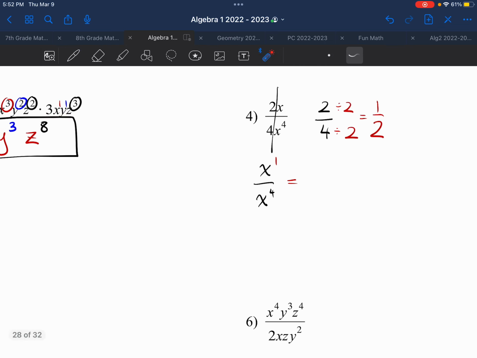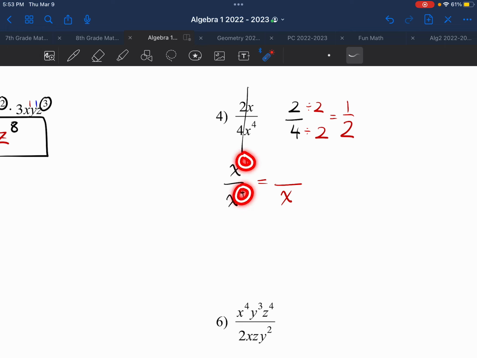If your answer lives in the bottom, you're going to do bottom minus top. If the answer had lived in the top, you would have done top minus bottom. So we're doing bottom minus top. You're doing 4 minus 1, 4 minus 1. And there's nothing left over in the top. You have to have a placeholder in the top in order to make this a fraction. Otherwise, if there wasn't a fraction, you just assume this is just living in the top. So we put a 1 to say this is indeed a fraction, and then we can simplify this to 1 over x to the power of 3.